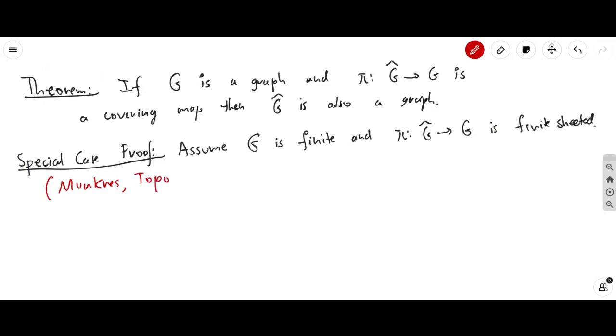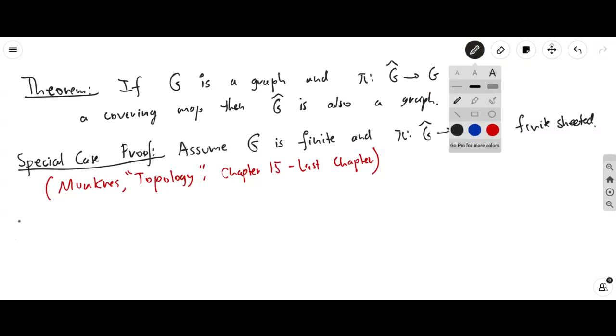If you want to see a reference for this, you can look at Munkres. The name of the book is Topology. I'm sure you all know this book. I believe this is maybe chapter 15, the last chapter in the book. So he actually gets into a lot of detail about graphs, and he treats the case of infinite graphs a lot more carefully. But we're just going to keep things simpler. I'm going to assume that we have a graph with a finite triangulation, and the covering space is a finite sheeted covering.